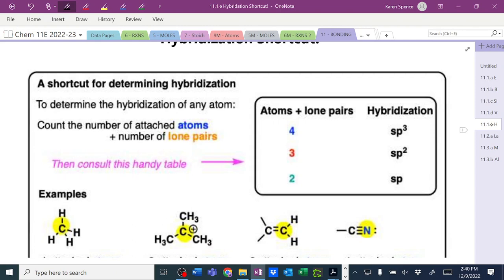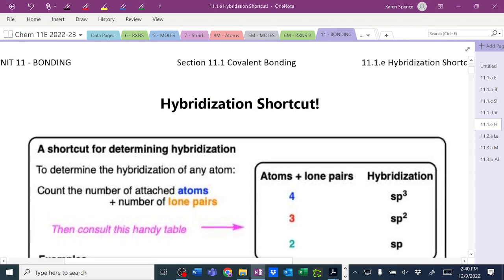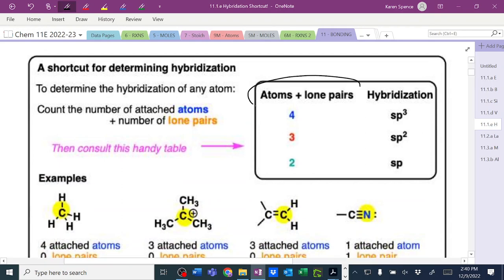Nothing new here. This is just a summary of the simple shortcut. So you don't have to be drawing orbital diagrams. You just look and you say, how many atoms and lone pairs are attached? That is the number of electron domains. If you have 4 of them, you are sp3 hybridized. If you have 3 atoms and lone pairs attached, you are sp2 hybridized. If you have 2 atoms and lone pairs attached, you are sp hybridized.